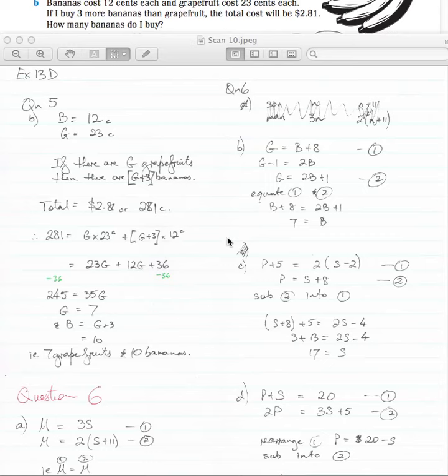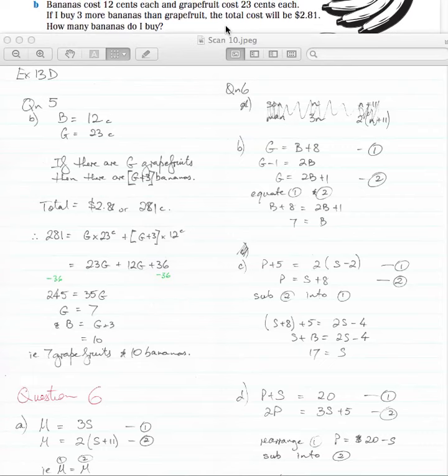In this recording, we're going to have a quick look at a number of examples from the Year 9 textbook, Chapter 13, Exercise D. It's looking at some of the worded equality statements or questions. Okay, so 13D, question 5.